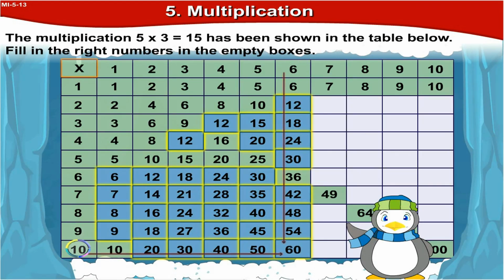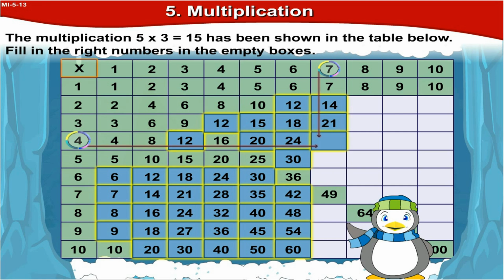Now, in the next column, we have number 7. 7 multiplied by 2 is 14. 7 multiplied by 3 is 21. 7 multiplied by 4 is 28. 7 multiplied by 5 is 35. 7 multiplied by 6 is 42.